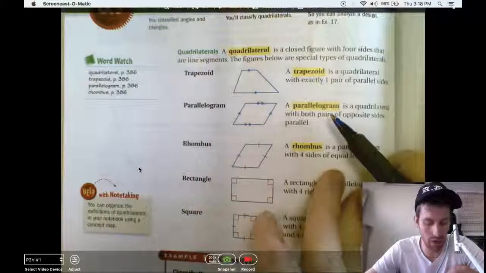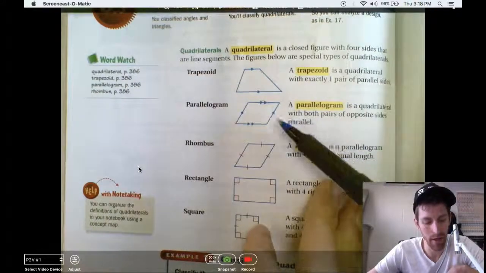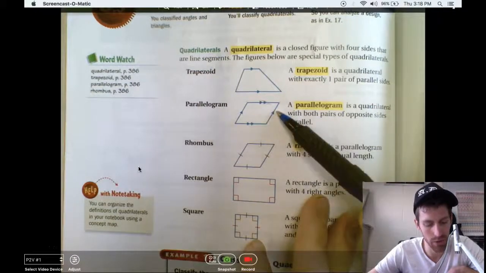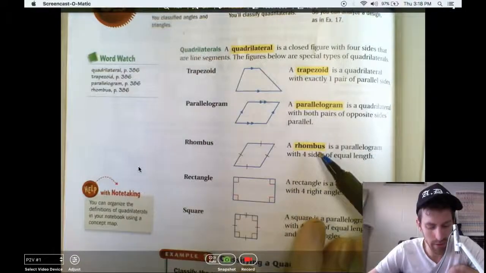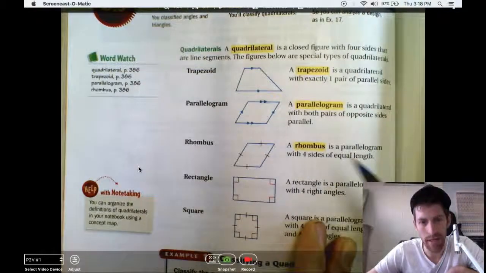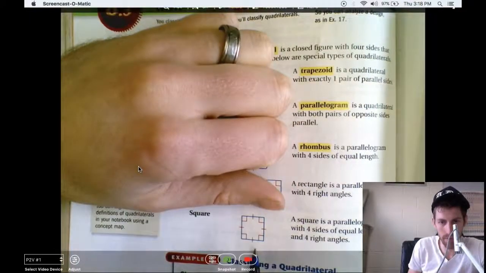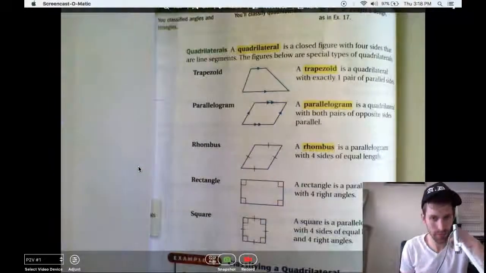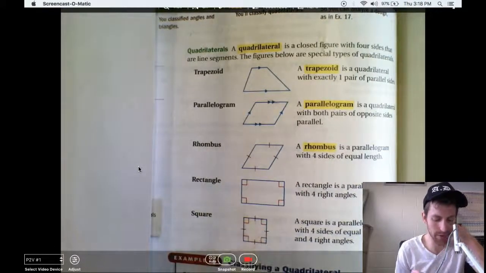A parallelogram means that both pairs of sides are parallel to each other. Now, notice there are two arrows here, two arrows here. That means this side's parallel to this one, and one to one, so that side's parallel with that one. Okay? A rhombus has four sides of equal length. So see these red congruence marks? Each side is the same length. So skip down to a square for a second here. Is a square a rhombus? Yes, it is, because four sides are all the same.